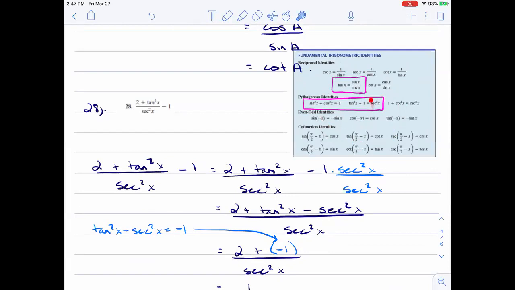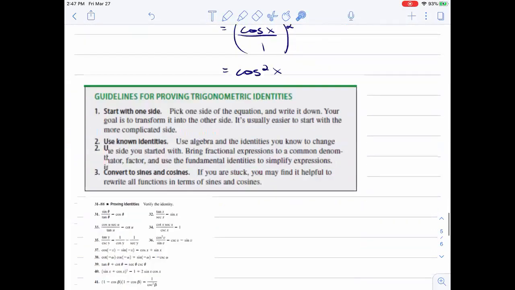Probably some of these would require some other trig identities, right? These are just some of them. But in general, we can prove all of these to be true, right? And that's how they're established as fact.